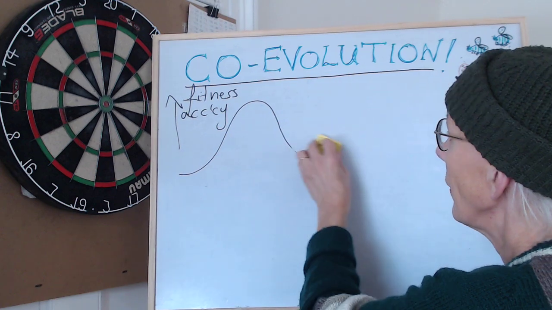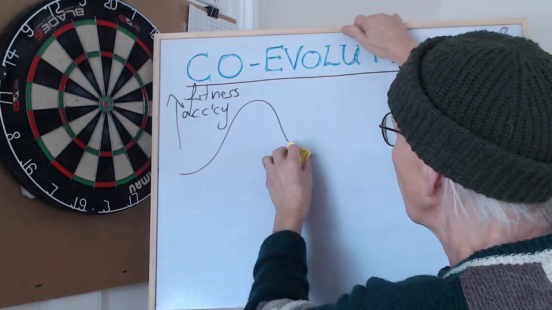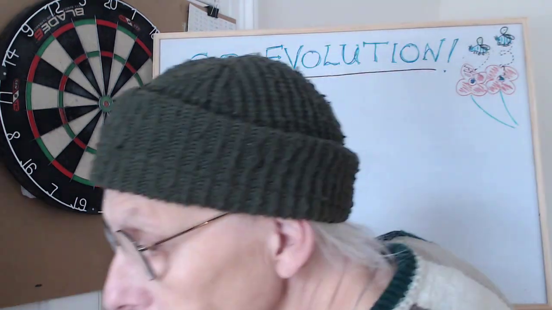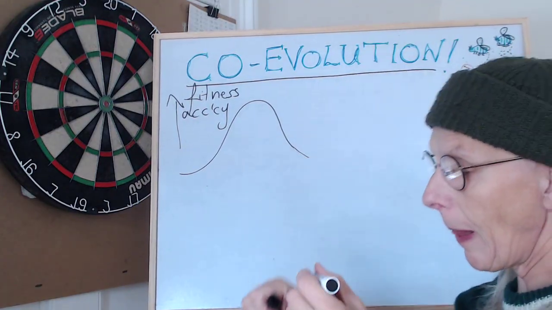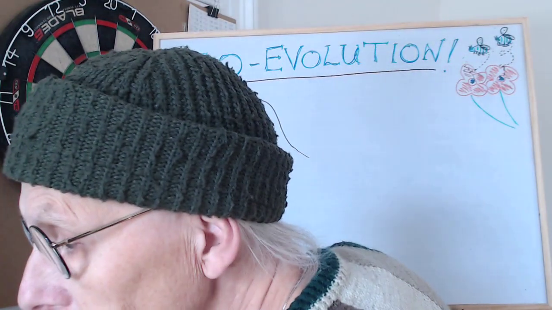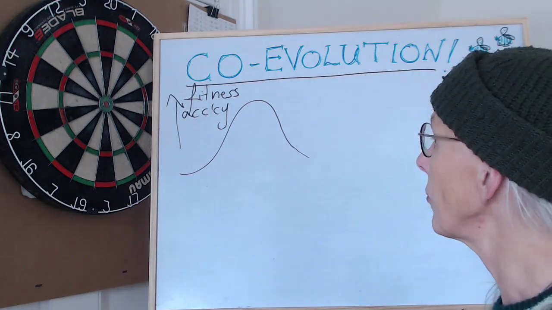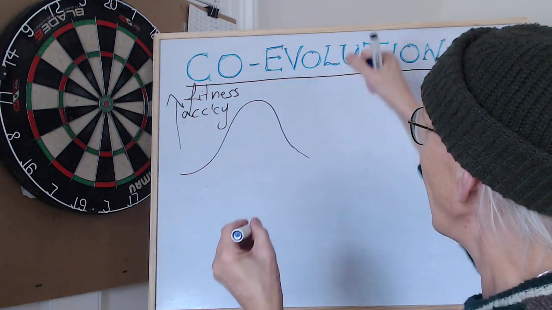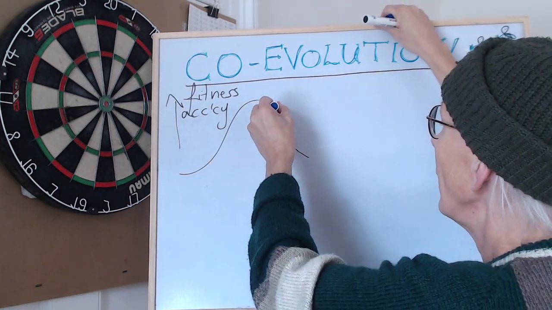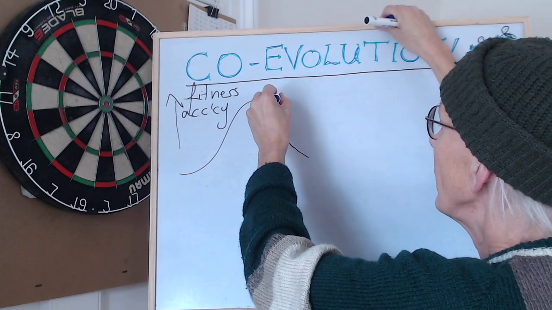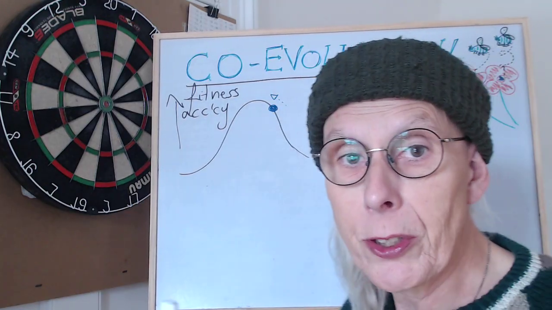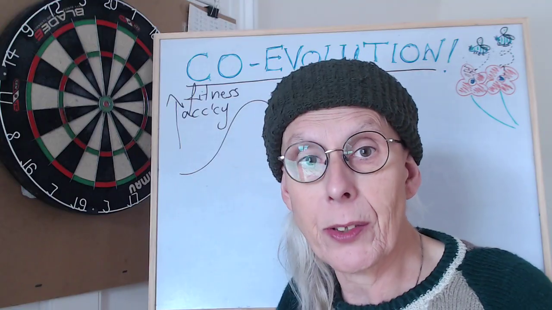So let me just use this picture here. So here's a fitness peak. And let's say that we're looking at some kind of pollinating insect, like some kind of bumblebee, and it's doing very well. It's got a pretty high fitness, and it's gently holding itself to the peak of that fitness landscape.